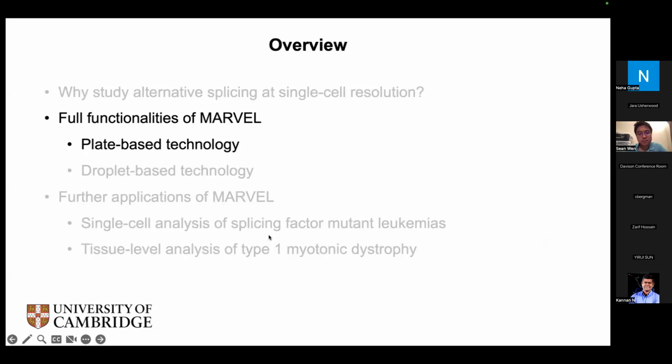Great. So the first main part of this talk is really diving into showing you the full functionalities of Marvel that you could use on plate-based technologies. The reason for showing you the full functionalities is because while there are many functionalities of Marvel, not all of them may be directly relevant to you. Maybe you're just interested in a subset of the functions. And so for this reason, I'm showing you the full functionalities so that you can go back and evaluate which functions are the most relevant for your study.